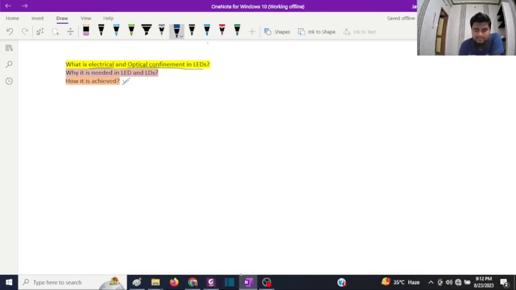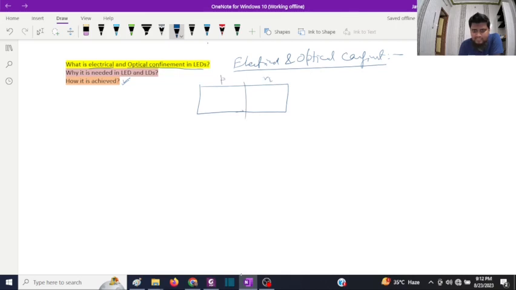To understand electrical and optical confinements, you should understand the working of an LED. All of you know this, I'm just giving you a recap. So how exactly does an LED work? For an LED, you always need a direct bandgap material. That was the first condition.